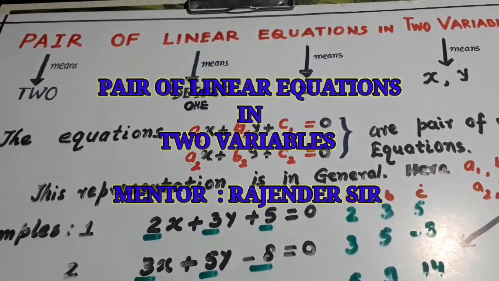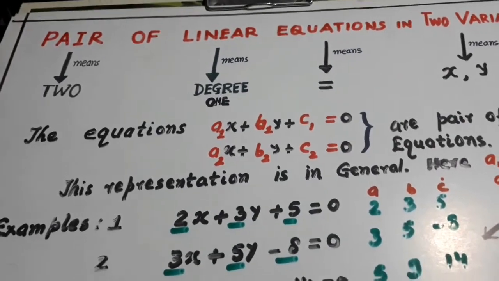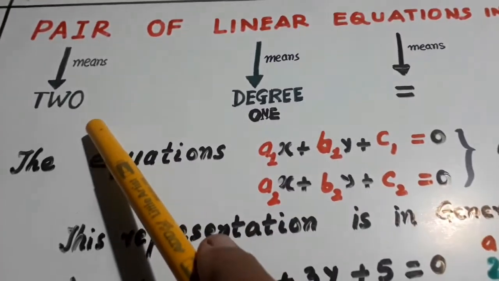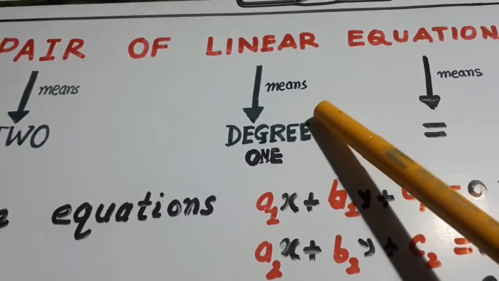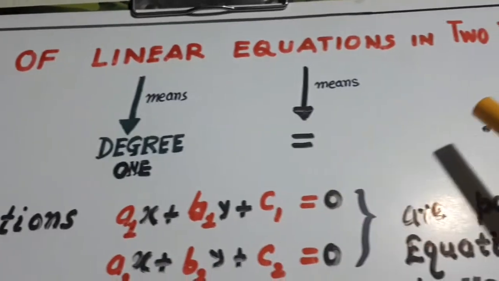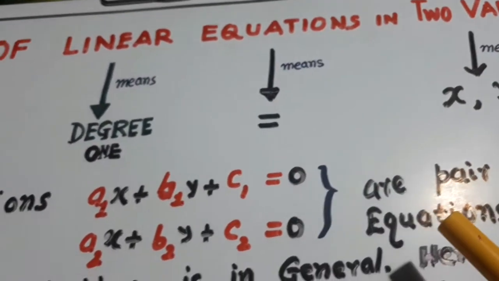What are linear equations in two variables? Look here. Pair means two. Linear means degree 1. Equation means equal to sign. And two variables are x and y.